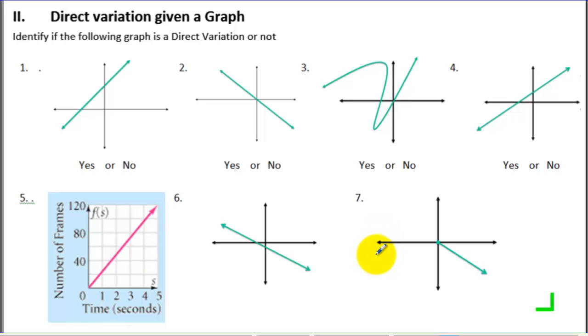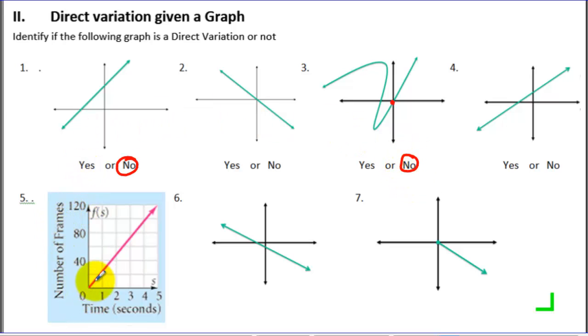Alright, next, given the graph, let's identify if we have a direct variation or not. Now remember that the graph of a direct variation is a straight line that passes through the origin. So I'm going to solve all odd numbers. I have a straight line here, but it did not cross the origin, so this is not a direct variation. Alright, I have a line here and it crosses the origin, but it is not a straight line. So this is not a direct variation.